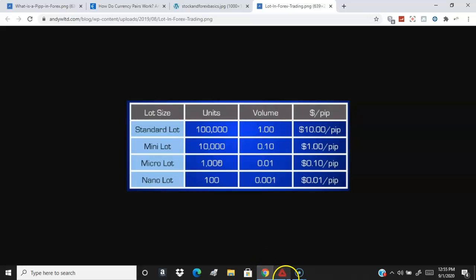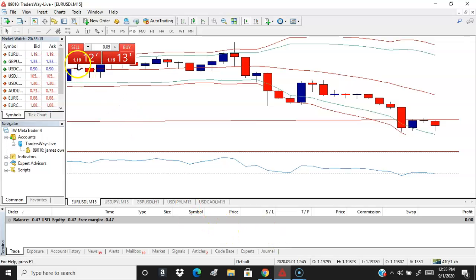Because it has two values. So basically, no, it's not a nano lot. This is the actual micro lot.